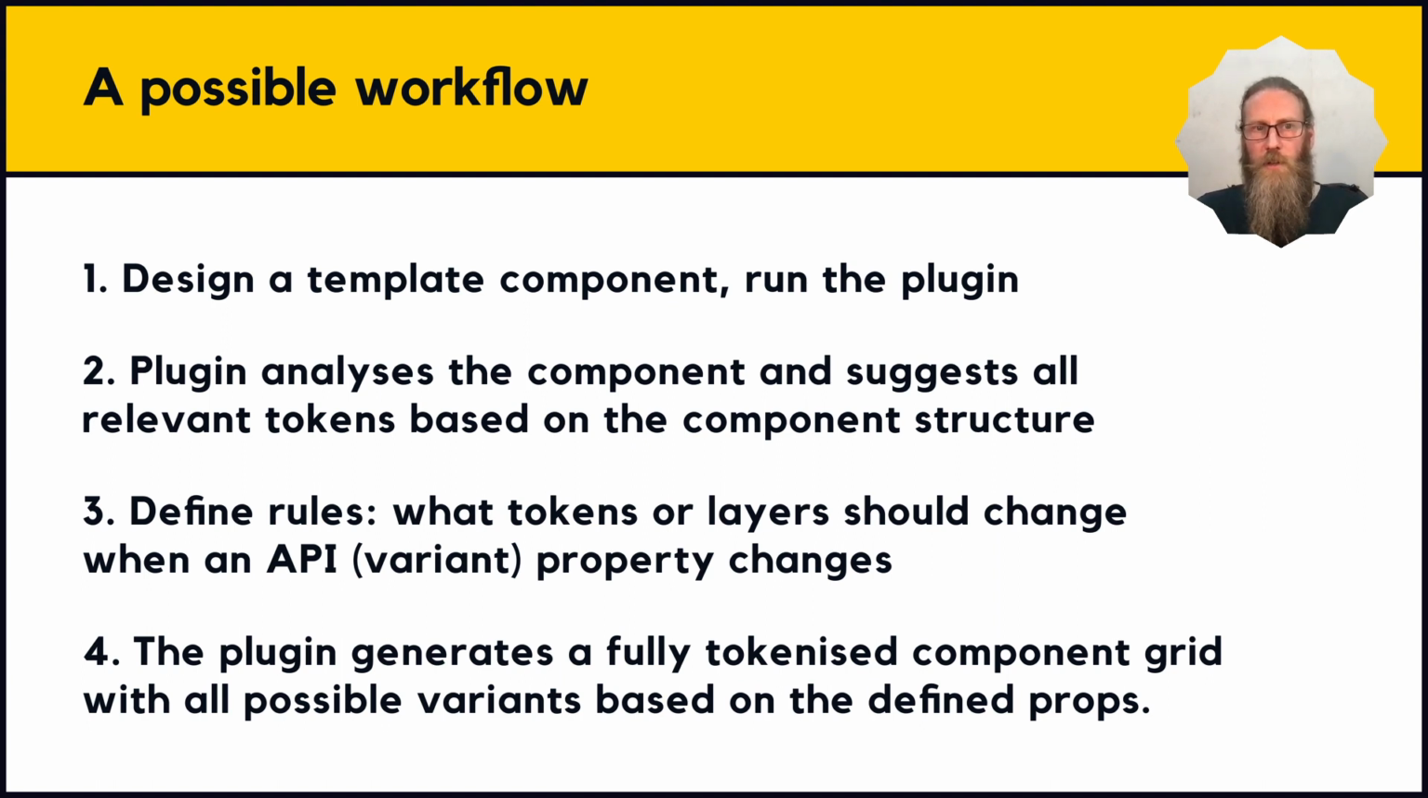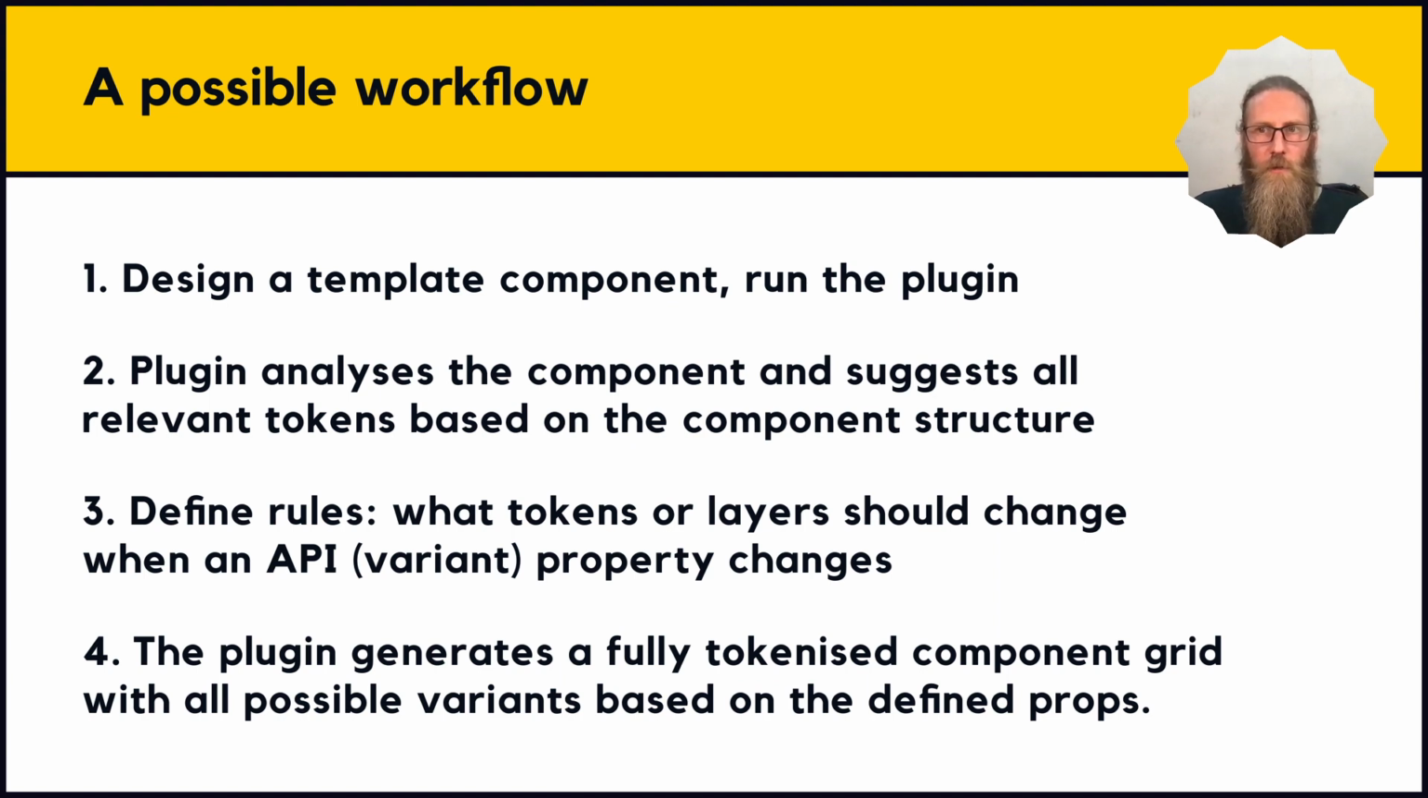And then we would need to define some rules. So what tokens or layers should change? For example, when we change the props in the variant, what needs to happen? Do we need to change the style? Do we need to change, for example, the visibility of the layer, like an icon? And then based on that, the plugin could generate a fully tokenized component grid with all the possible variants based on the props and those rules.